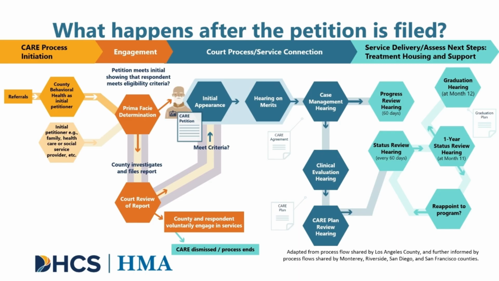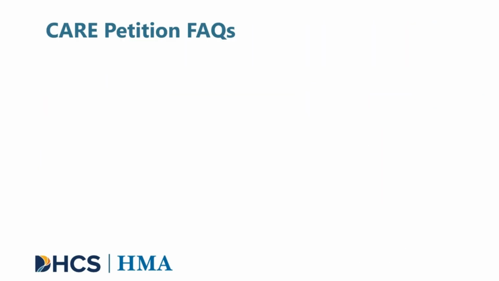At the initial appearance, the original petitioner should be present or the case may be dismissed. Thus far, many courts are allowing remote appearances. You can make a statement at the initial appearance, and at that point, the county behavioral health will take over as petitioner. There may be a few questions you're thinking about.